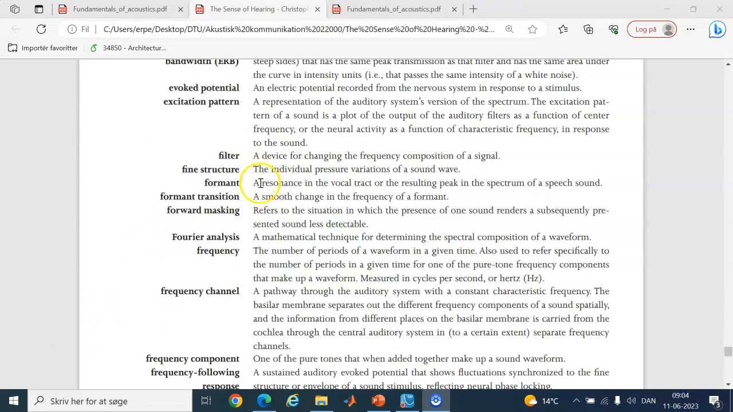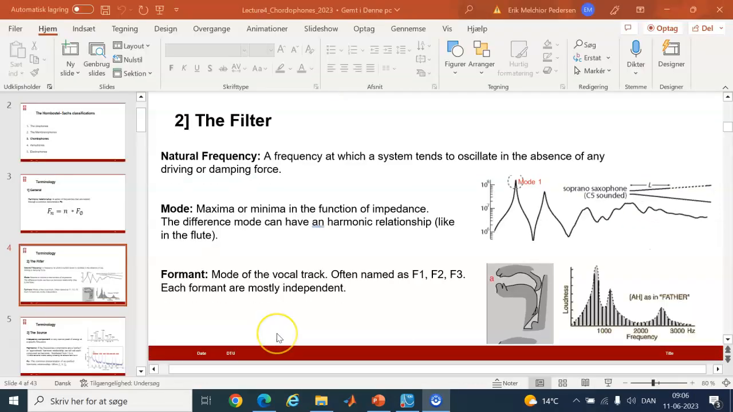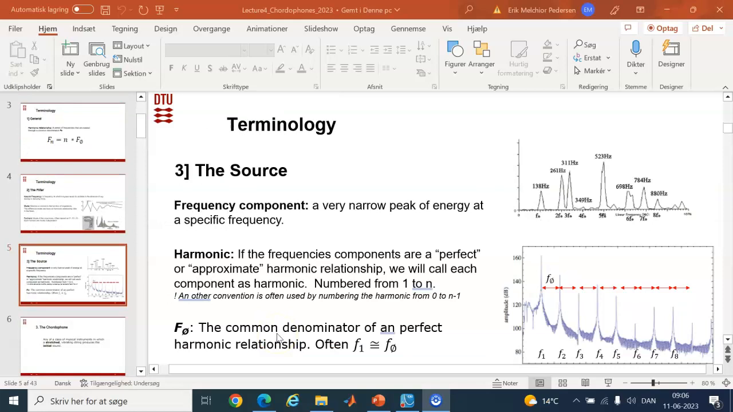And the definition: formant, a resonance in the vocal tract or the resulting peak in the spectrum of a speech sound. The source, the frequency component, a very narrow peak of energy at a specific frequency. The components here, 138 Hertz, 261, and so on, 880 Hertz. These are frequency components, narrow peaks of energy at a specific frequency.